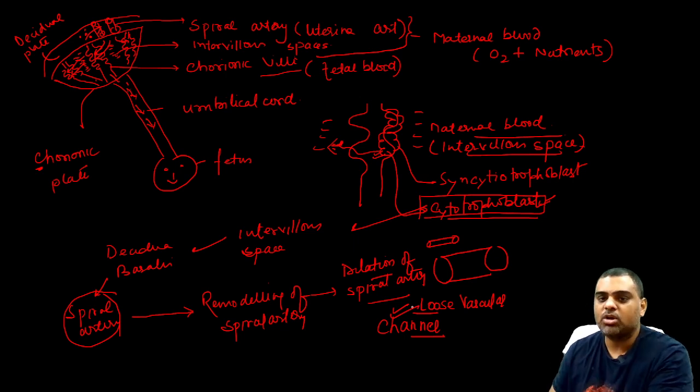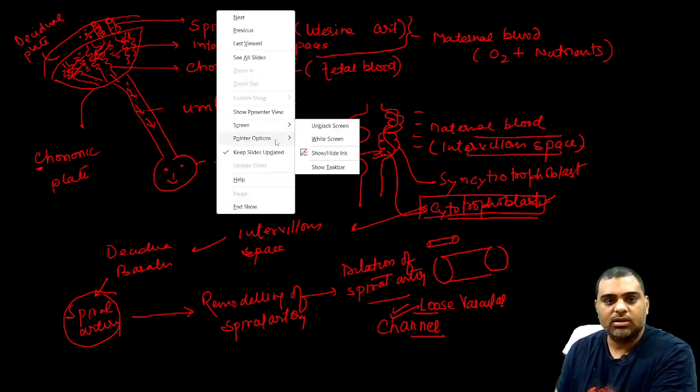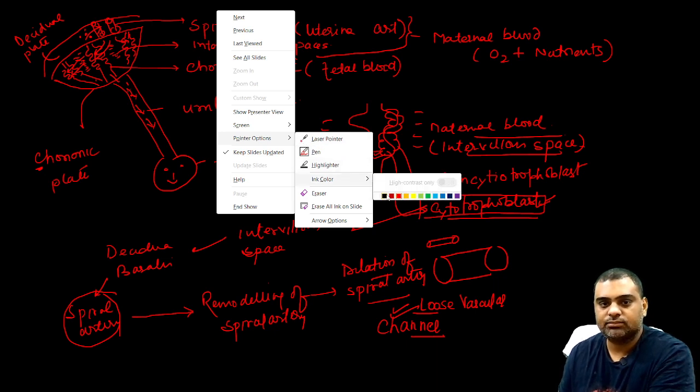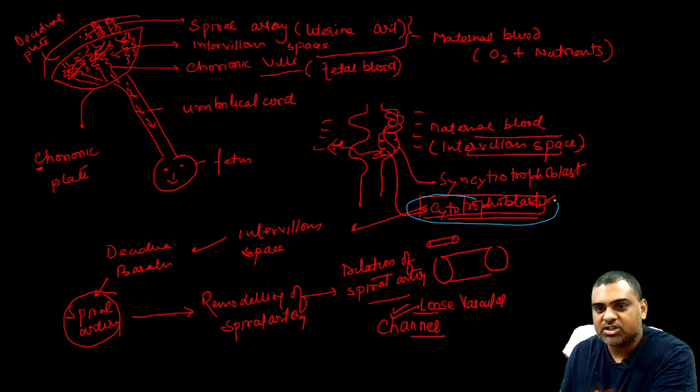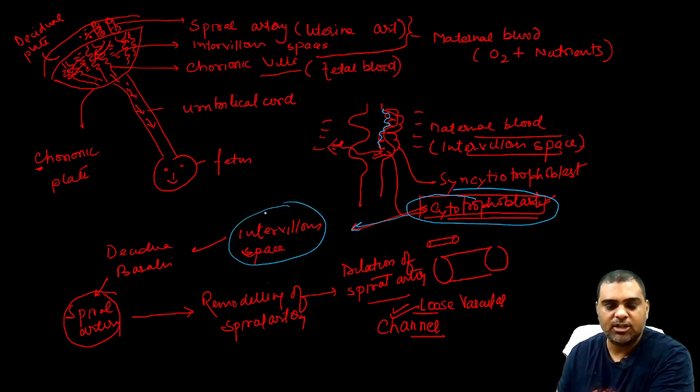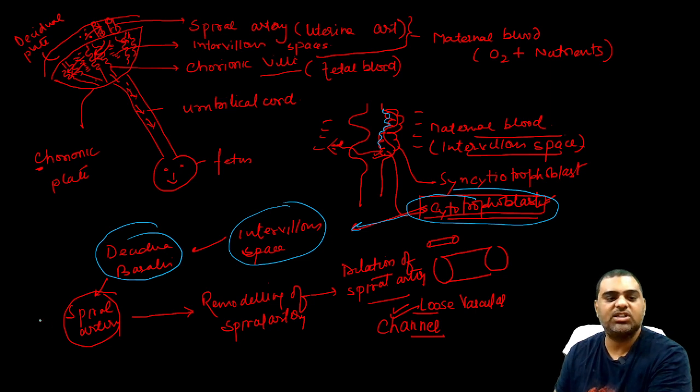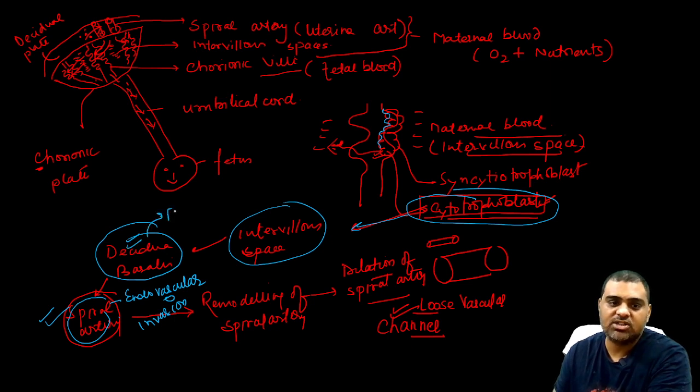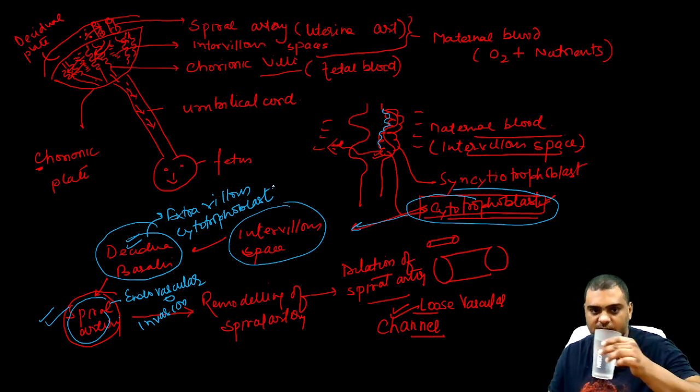Please understand this. Normally the cytotrophoblast is present inside the layer of chorionic villi, but it moves out into the intervillous space, then goes to the decidua basalis, and then to the spiral artery. When it moves into the spiral artery, this step is known as endovascular invasion. And when it comes to the decidua basalis, it is known as extravillous cytotrophoblast.